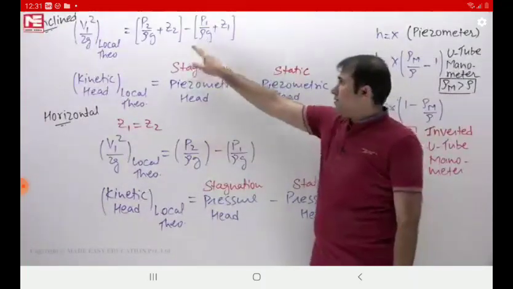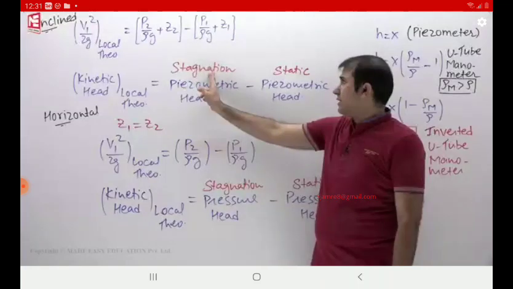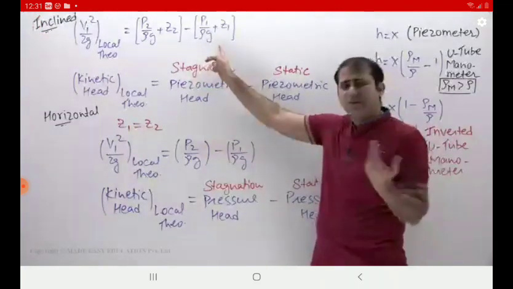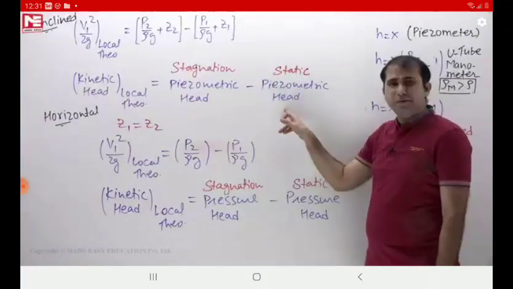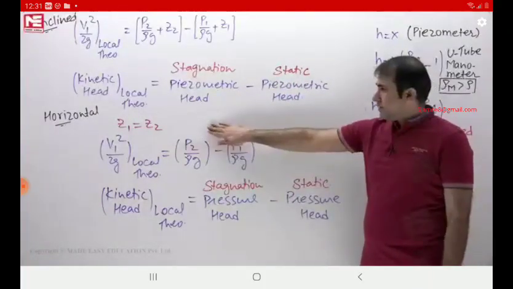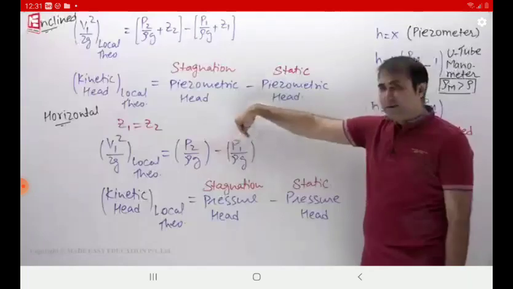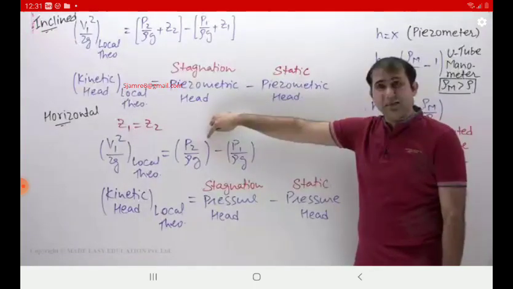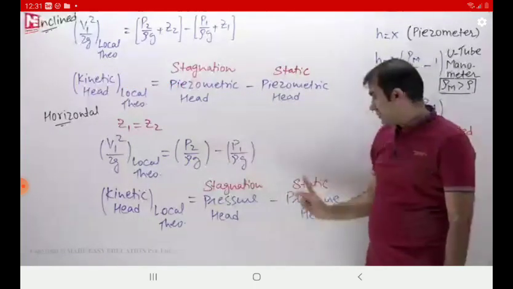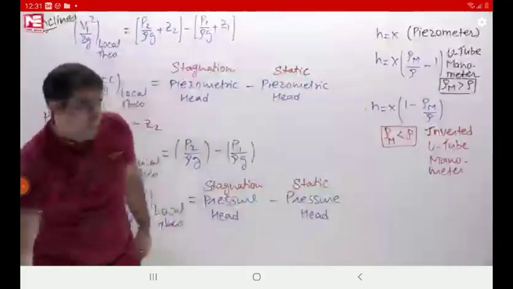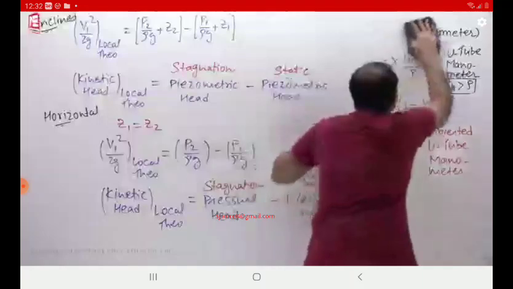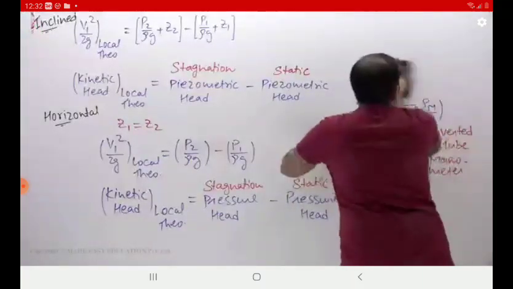Piezometric head minus piezometric head. This is at the stagnation point. That's why stagnation piezometric head. This is simply piezometric head, or you can also say static piezometric head. This is Z1 Z2 cancel. So pressure head difference is there, but this is a stagnation pressure head, and this is a static pressure head. Next.